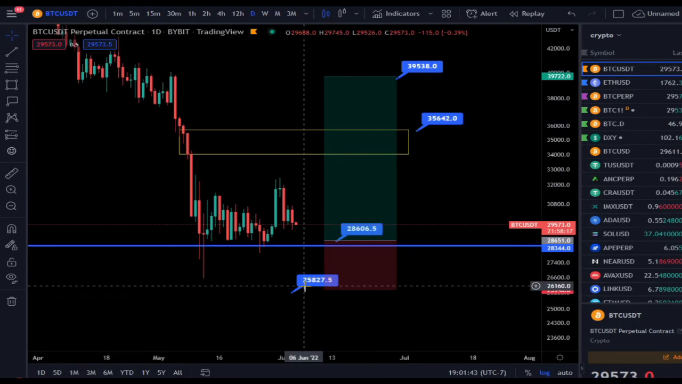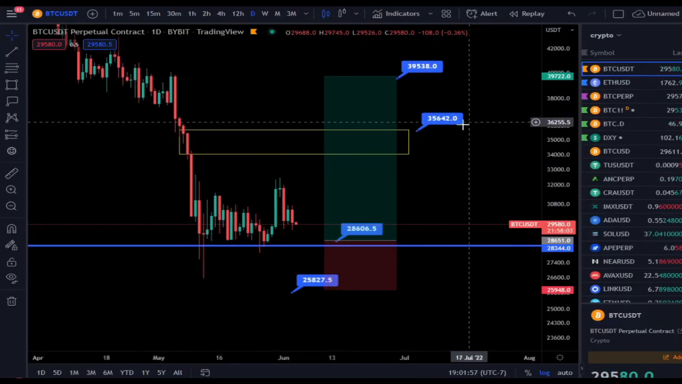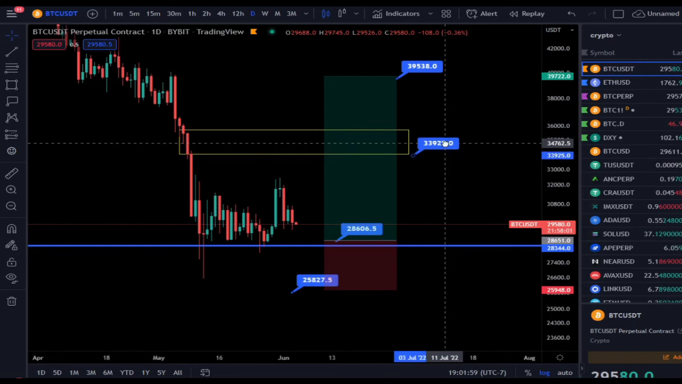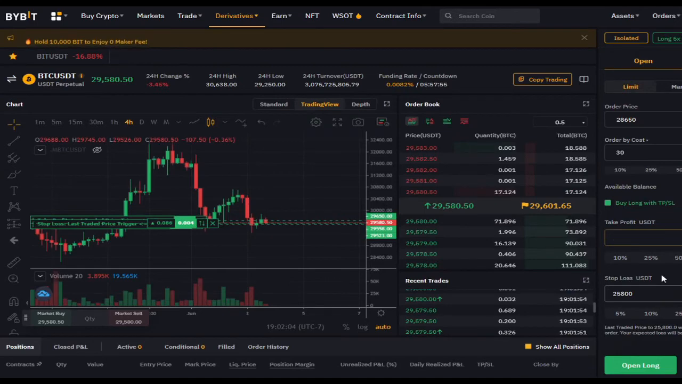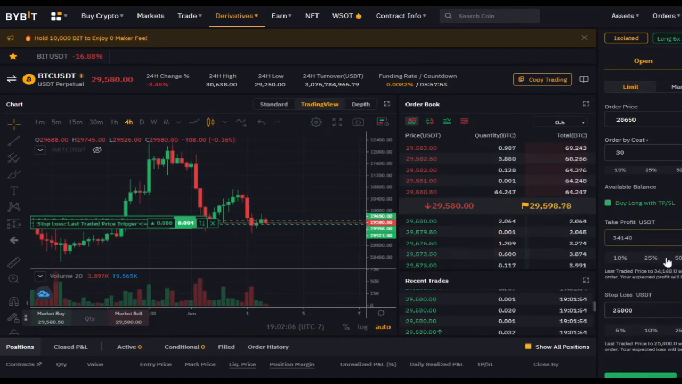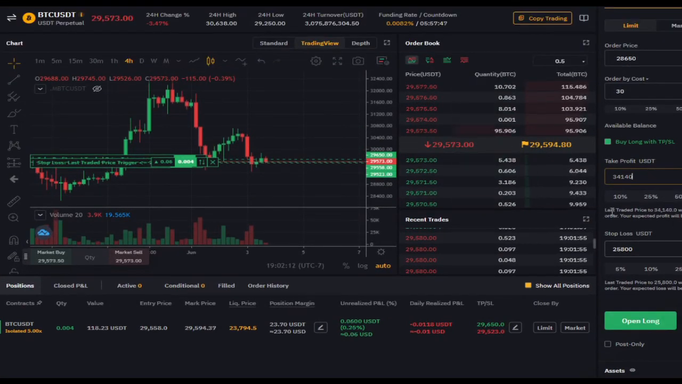Our stop loss, 25,800, we'll call it 25,800. So stop loss, 25,800. And then, oops. And then our take profit. Let's be a little more conservative here. 34,140. So 34,140. And it actually gives you your estimate. So if the trade works out and you take profit, you'll make $28. If you lose the trade, you'll lose 14.